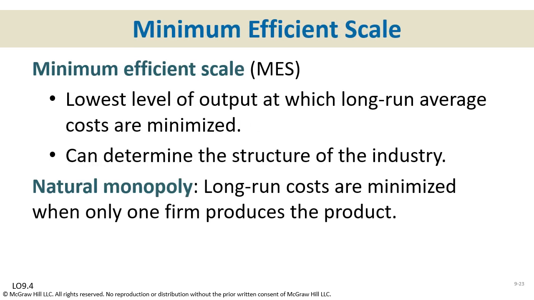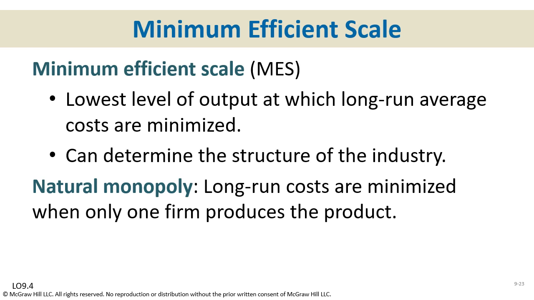So what is your minimal efficient scale, or minimum efficient scale? Well, your MES is the lowest level of output at which long-run average costs are minimized. And it can determine the structure of an industry. So where the MES occurs on an industry's long-run ATC determines if there will be many or few producers and how large they will be: really large, small, or various sizes.